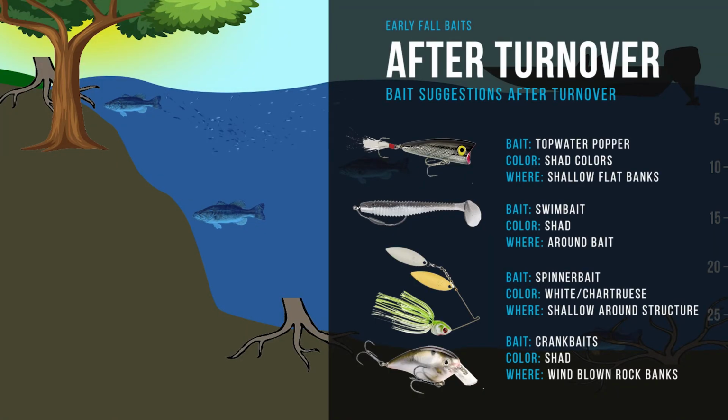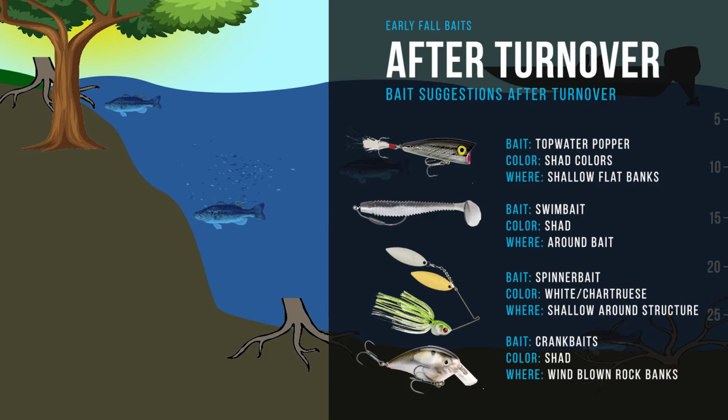Okay, so after the turnover, you can have trouble narrowing this down. You're going to get so many options you can do because, again, the fish can be anywhere. So the water's still warm. You haven't hit that true fall time yet where things are slowing down. Those fish are still active, very, very aggressive this time of year.